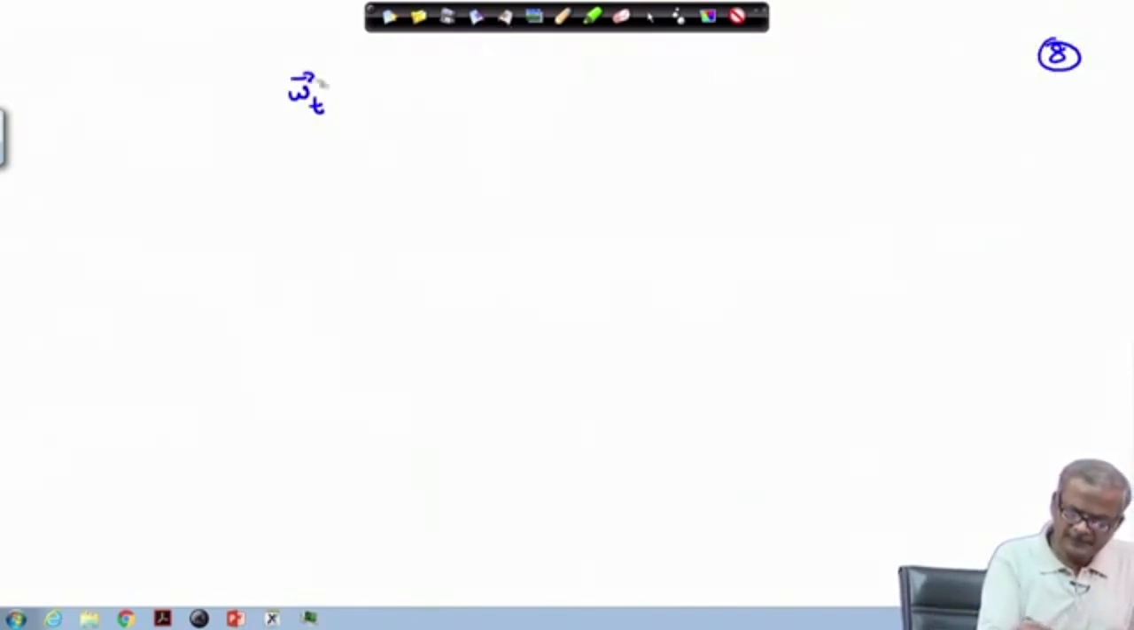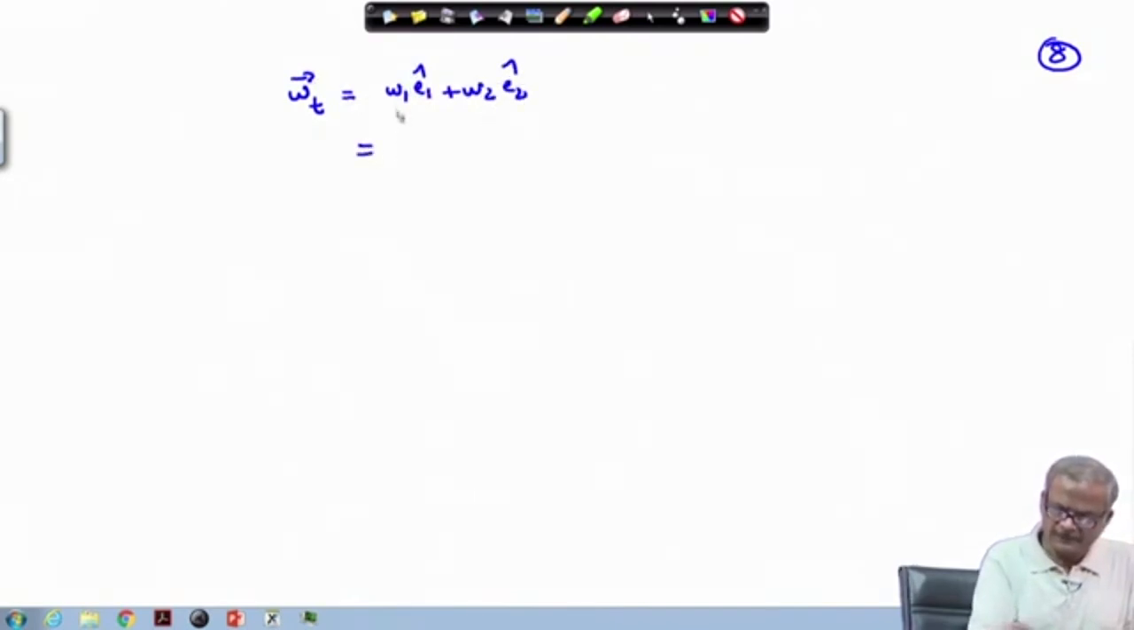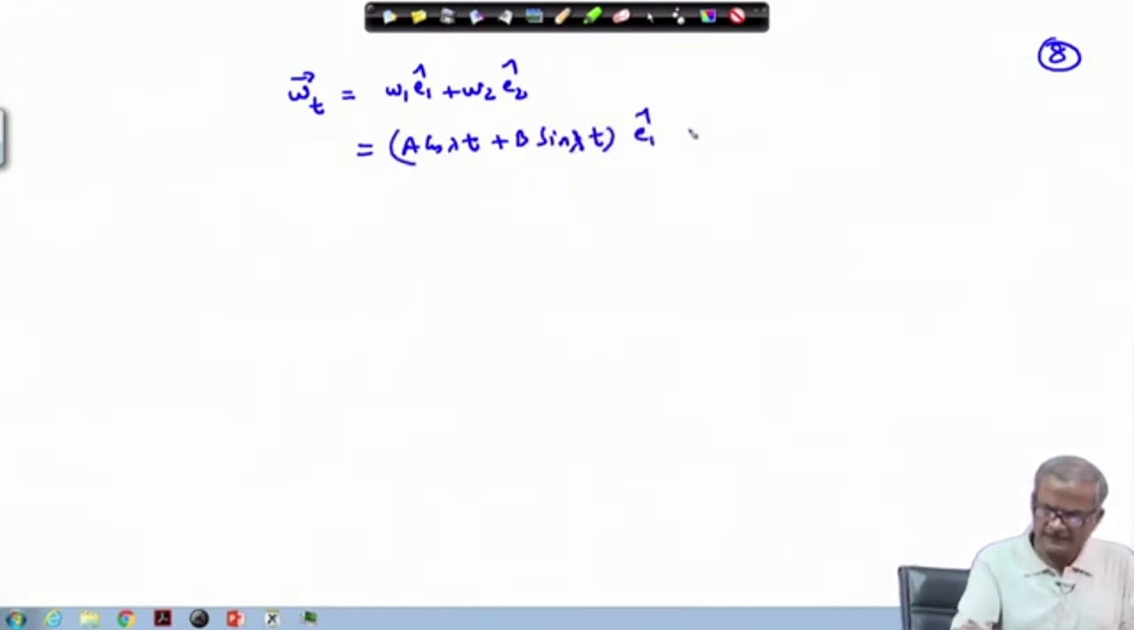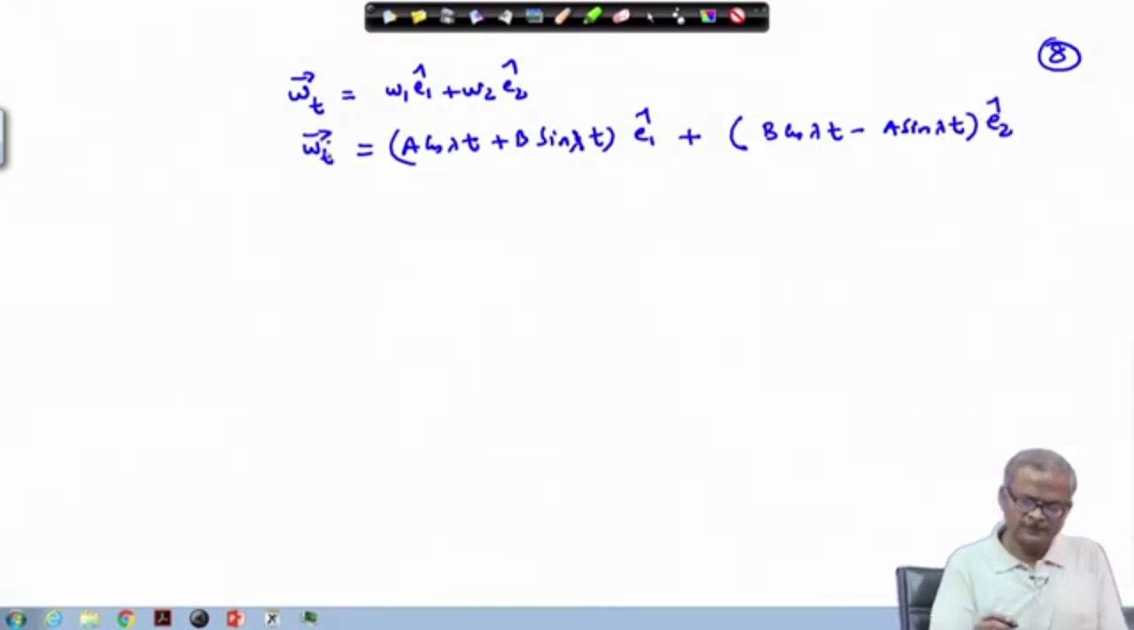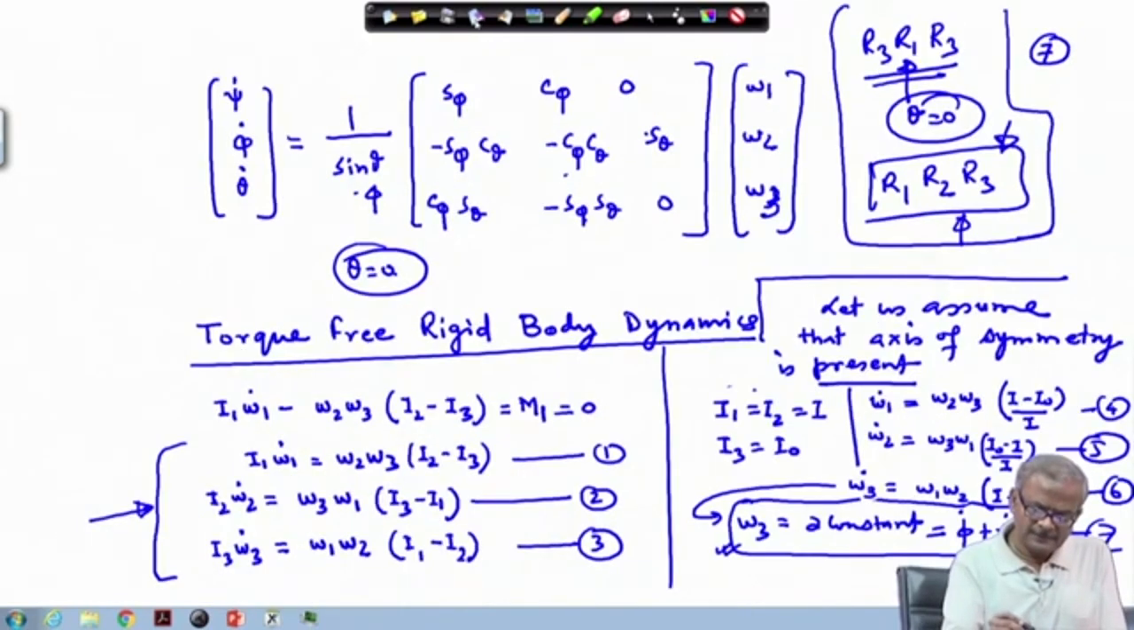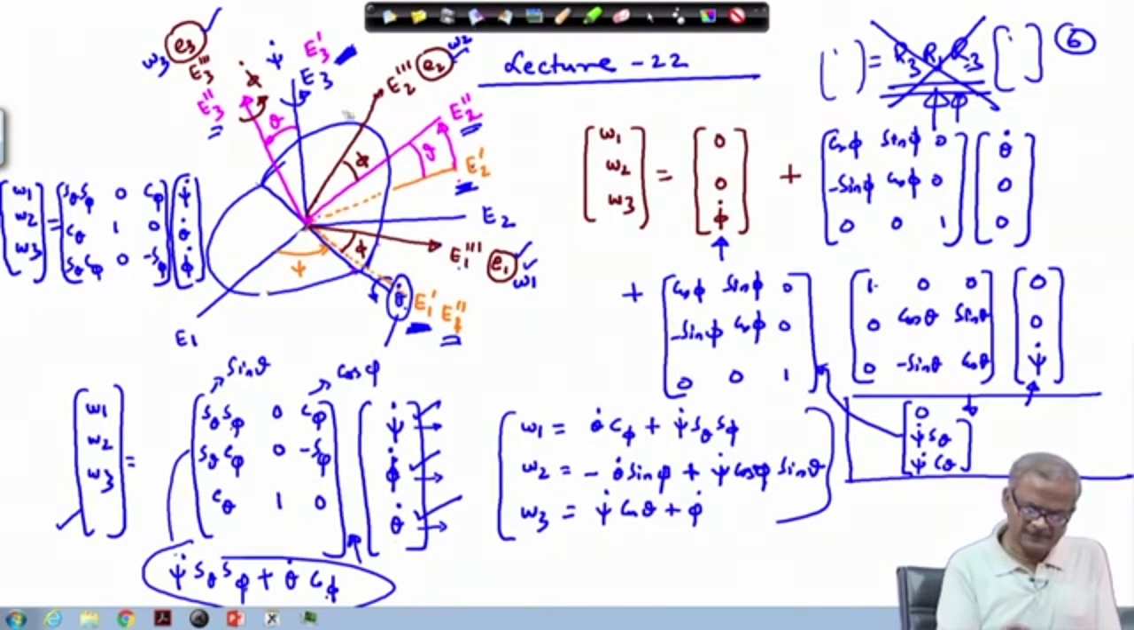So, we can define a vector omega t as omega 1 e 1 cap plus omega 2 e 2 cap, and then we can write a cos lambda t plus b sin lambda t times e 1 cap plus b cos lambda t minus a sin lambda t times e 2 cap. So, this is your omega t. What does this omega t mean? If we go to this figure, omega t lies in the plane of E1 triple prime and E2 triple prime.